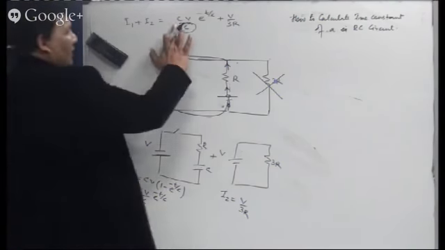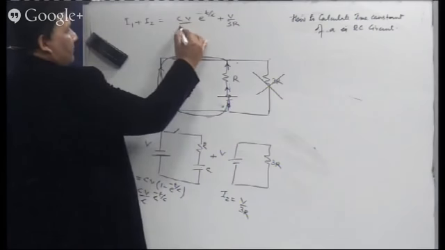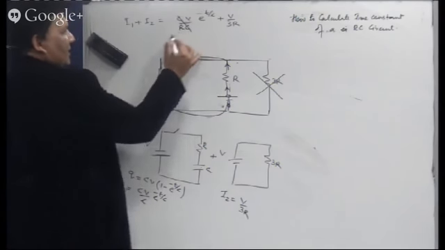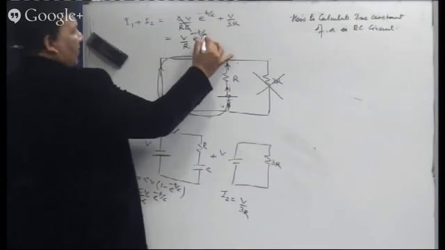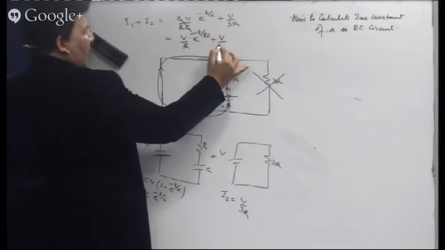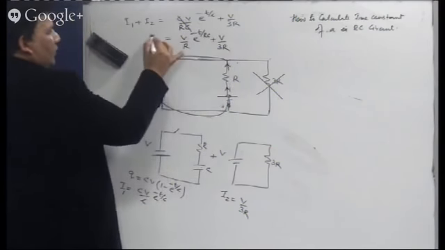So what would I do here? What would be tau? Cut this. The answer is V by R e to the power minus t by RC plus V by, लिख लो उसको.